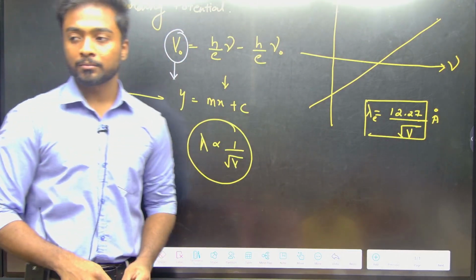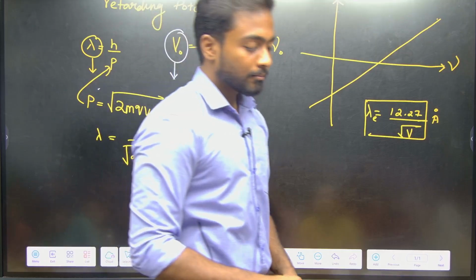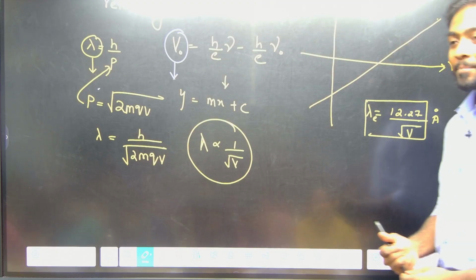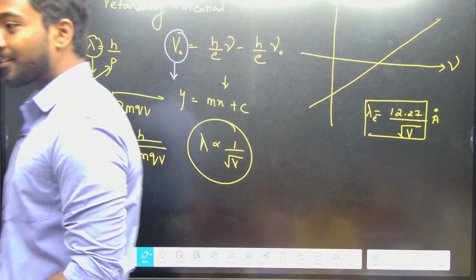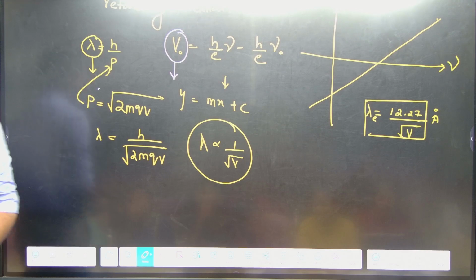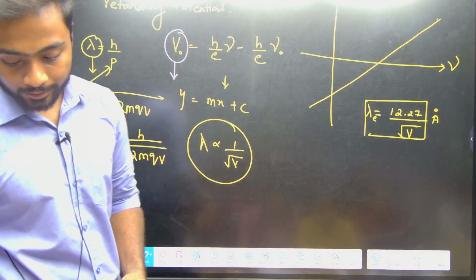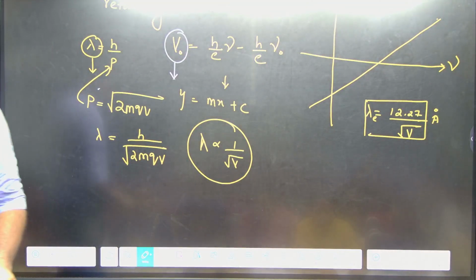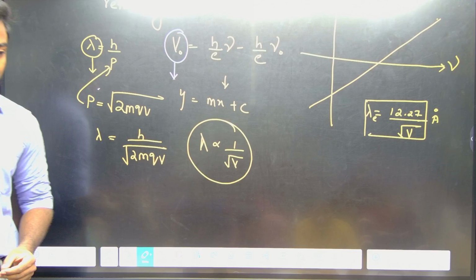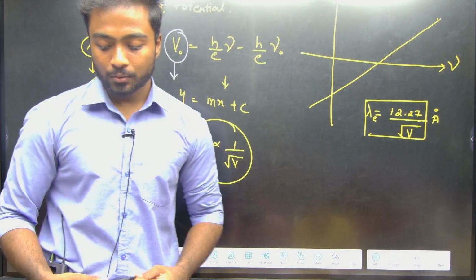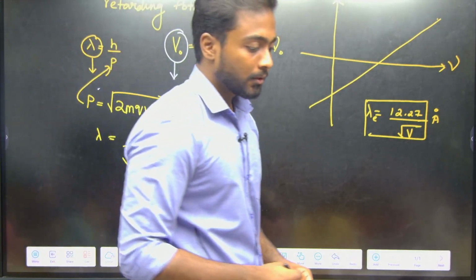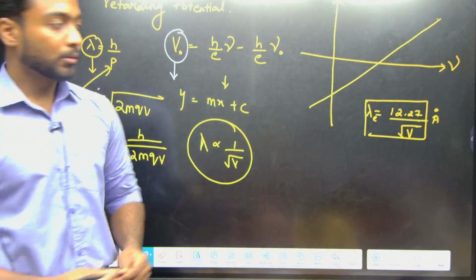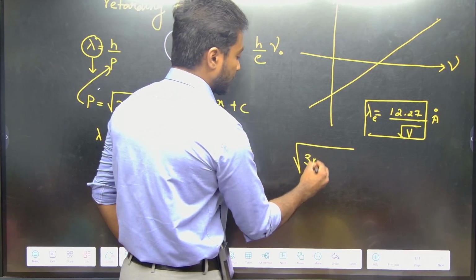So what is the value of Angstrom? 10 power minus 10 meter. Write down. For neutron, lambda is equals to h by root over 3mkT.